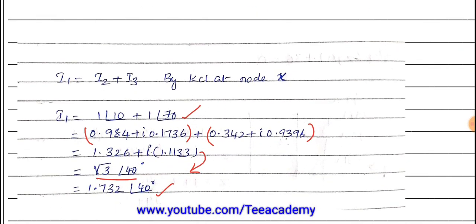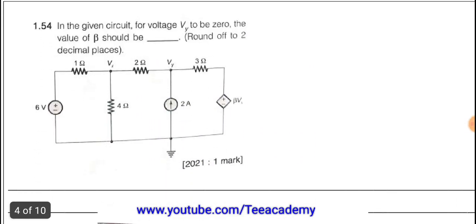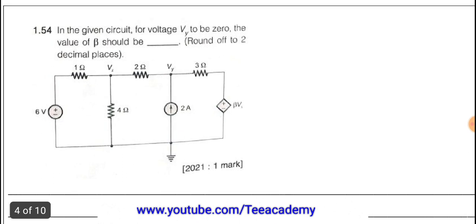Okay, so next question. This question was asked in GATE 2021 for 1 mark. In the given circuit, the voltage Vy is equal to 0. The value of beta should be found. Here we have a voltage dependent voltage source, beta into Vs. Now apply the analysis here.